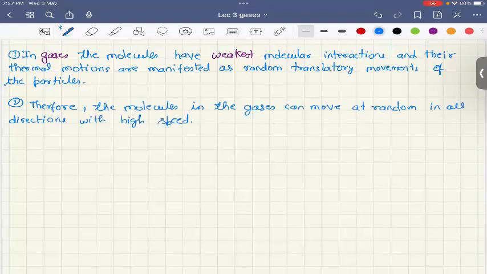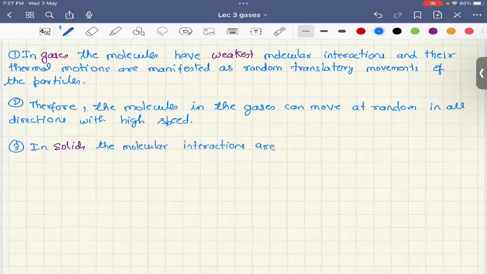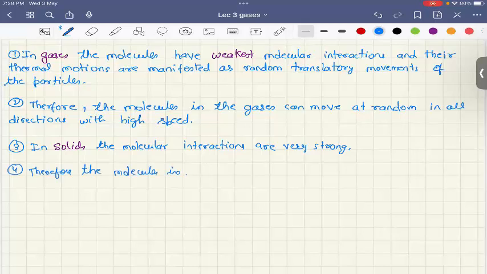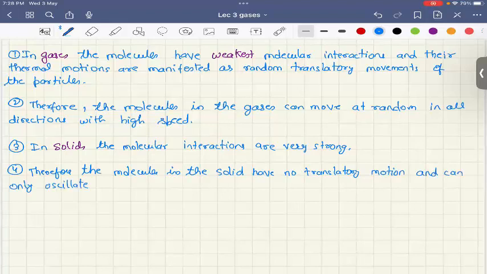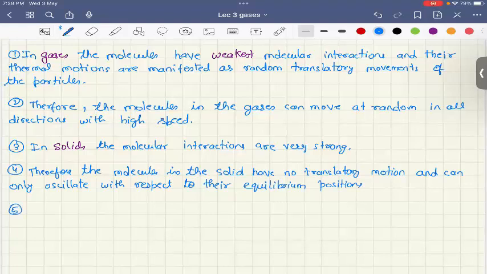Whereas in solids, the intermolecular forces are very strong. Therefore, the molecules in the solid have no translatory motion and can only oscillate with respect to their equilibrium positions. Therefore, the solids can only perform vibratory motion.